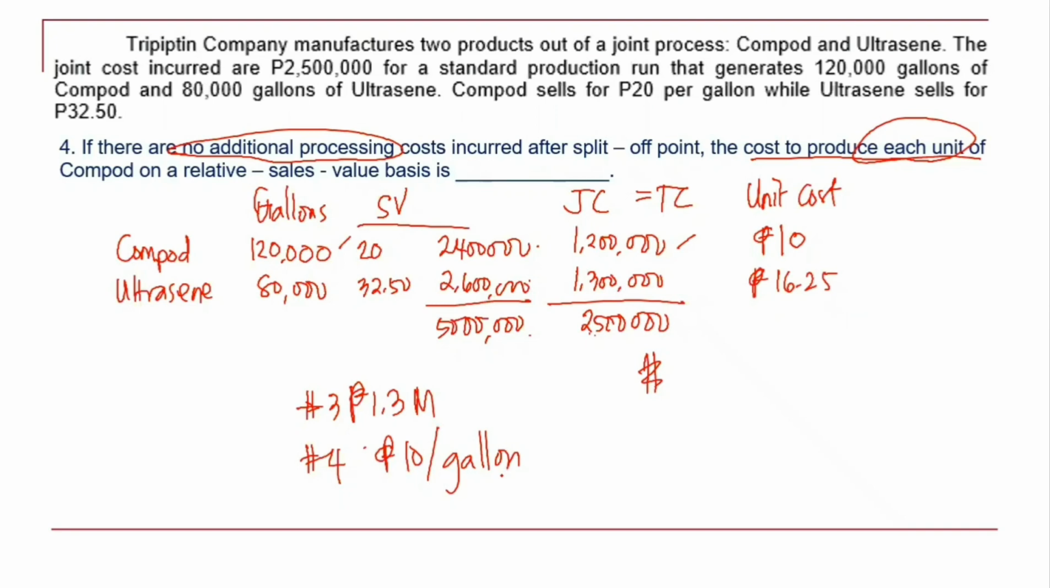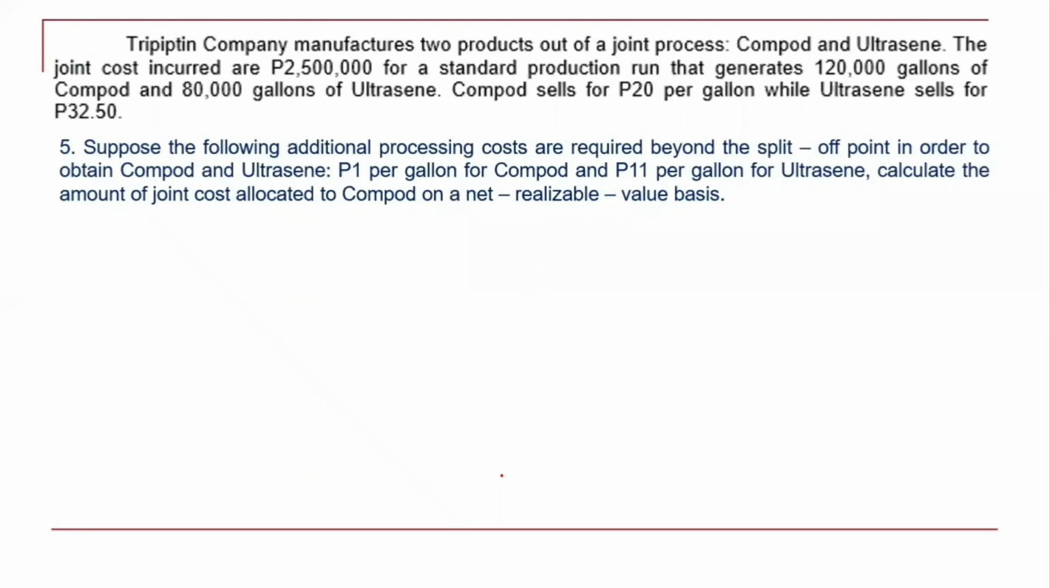Okay. So we will now proceed to number 5. Same problem, pero may konting twist lang doon sa naka-blue na font. So suppose that the following additional processing costs are required beyond the split-off point. So you really have to process further. So ibig sabihin, itong 20 at 32.5 is the final sales value after you process further.